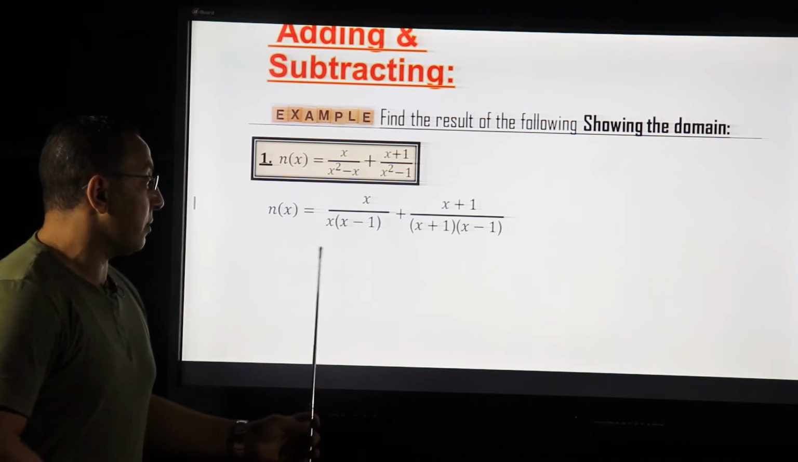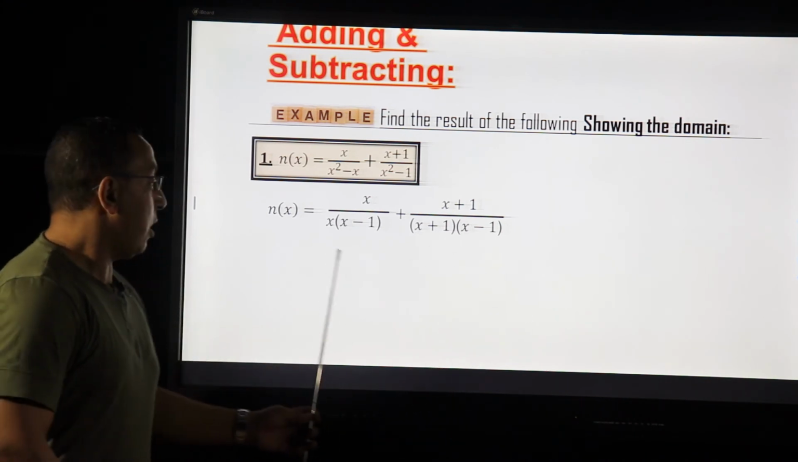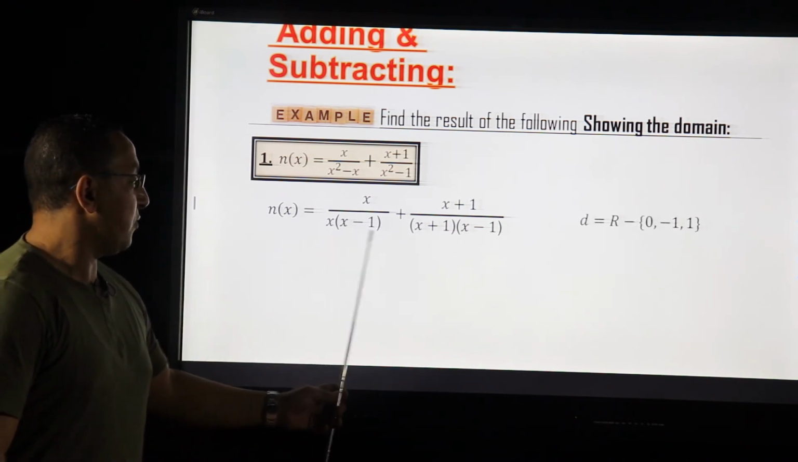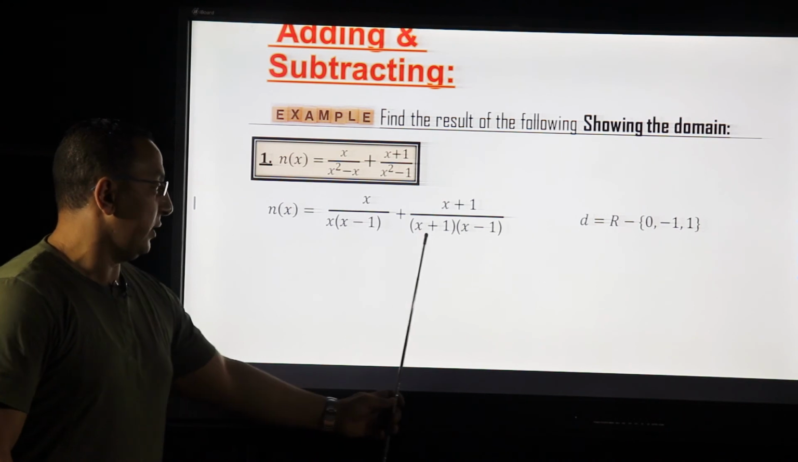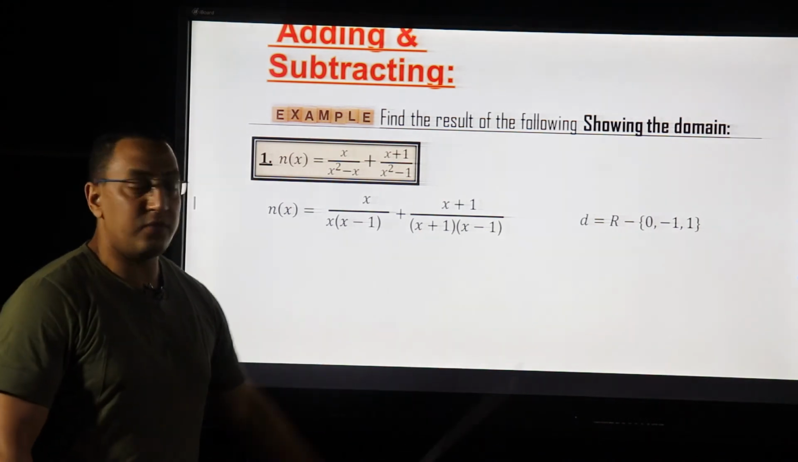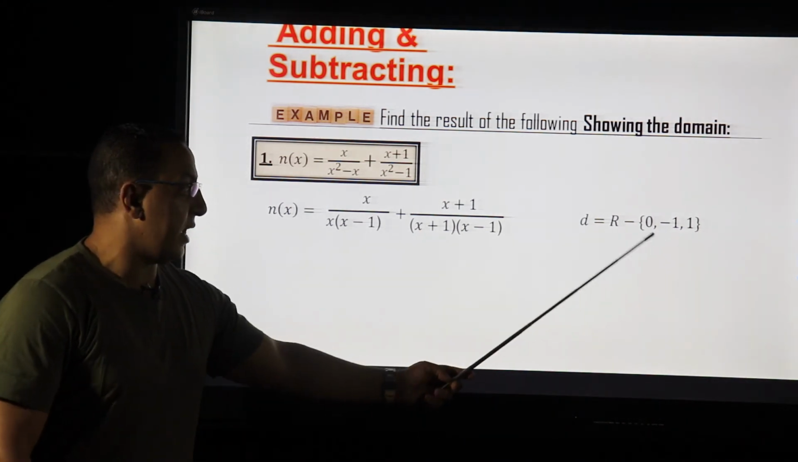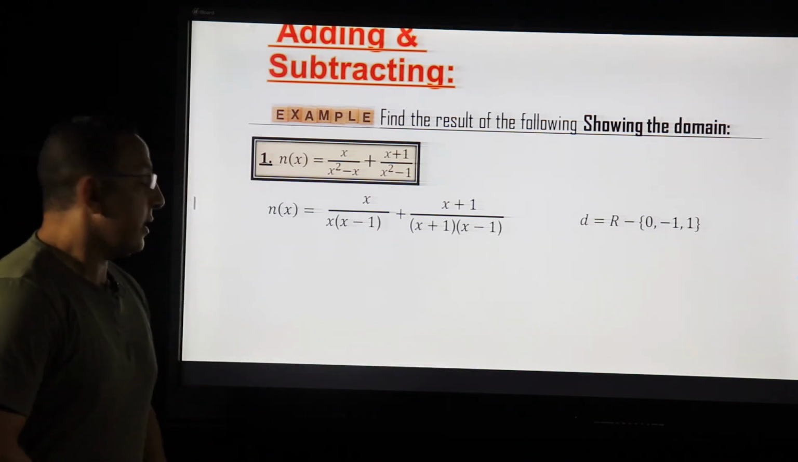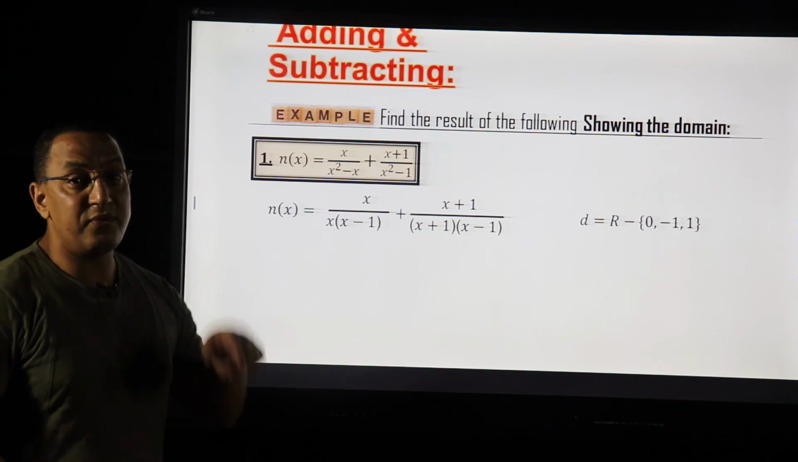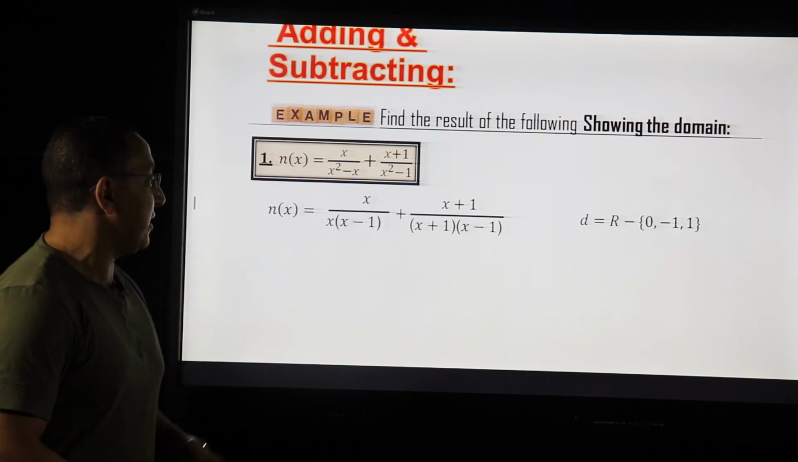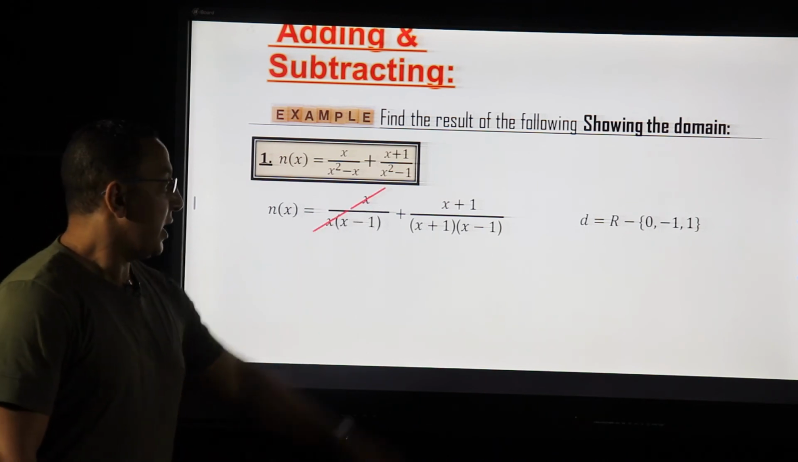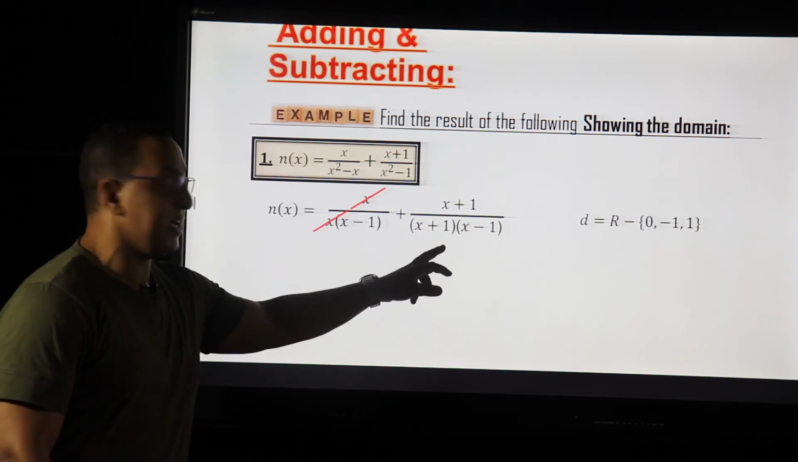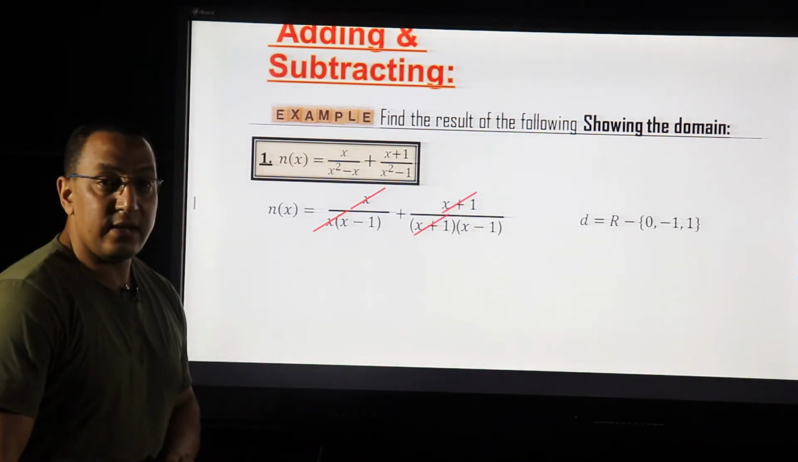The domain here is R minus the zeros of the denominator: R minus 0, negative 1, positive 1, negative 1, and another positive 1. So I write down here R minus 0, negative 1, and 1. Now I'm going to cancel the common factors. Here I have x and x, I'm going to cancel them. Here I have x plus 1 and x plus 1, I'm going to cancel them.